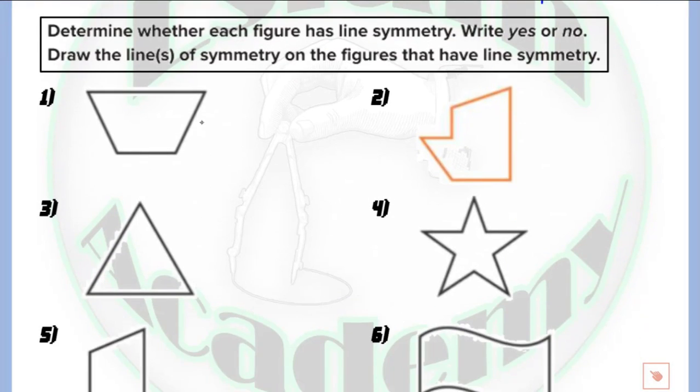So in this problem, we need to identify whether each figure has a line of symmetry or not. We need to write yes or no. Then we need to draw the line or the lines of symmetry that we can find for the figure.